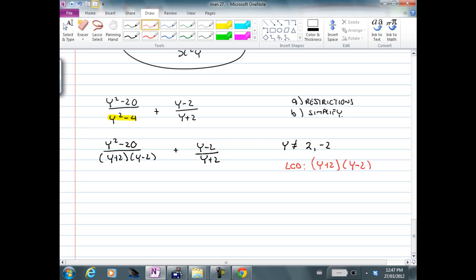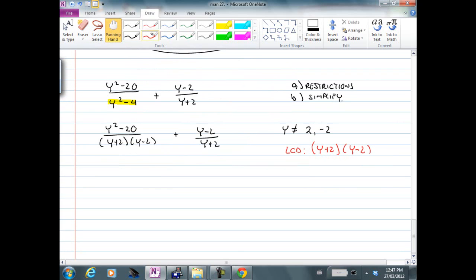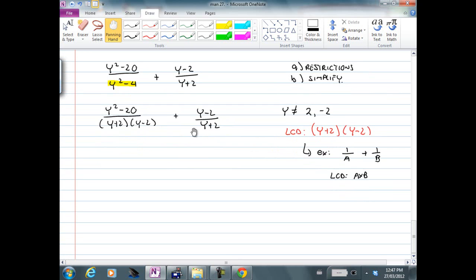Now, some of you say, why is this the case? Here's the reason why. I'll give you an example on the side in case you're totally lost. Let's say I have 1 over A plus 1 over B. Would you agree that the LCD is just A times B, or AB? And that's the exact same concept. See, y plus 2 is there, but something is missing, and that's y minus 2. Guys and gals, now I want you to go ahead and finish this on your own.